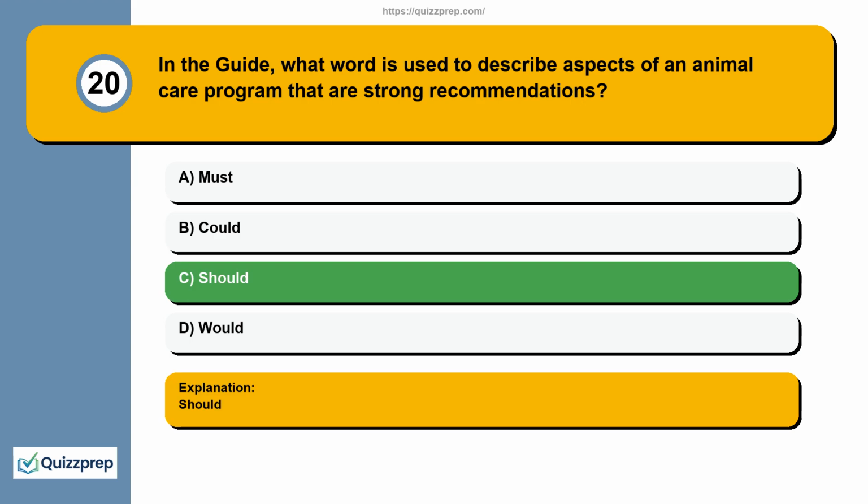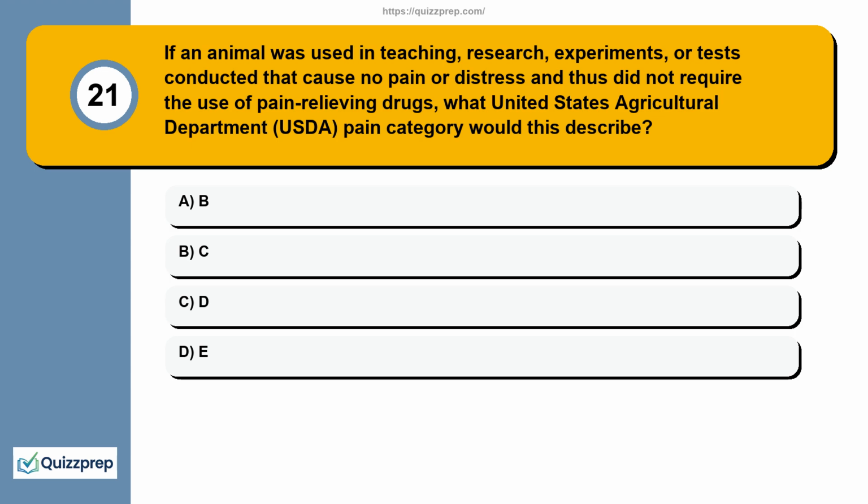Question 21. If an animal was used in teaching, research, experiments, or tests that cause no pain or distress and thus did not require the use of pain-relieving drugs, what United States Agricultural Department, USDA, pain category would this describe? Option A, B. Option B, C. Option C, D. Option D, E. The correct answer is option B, C.